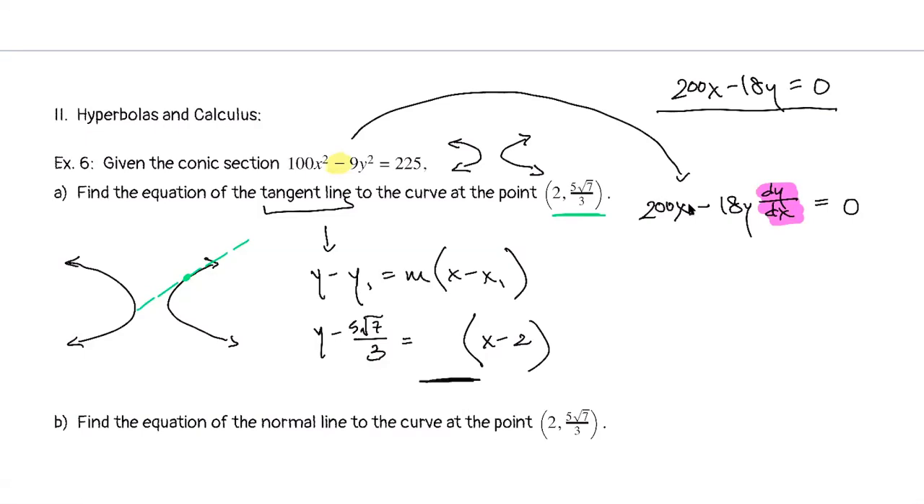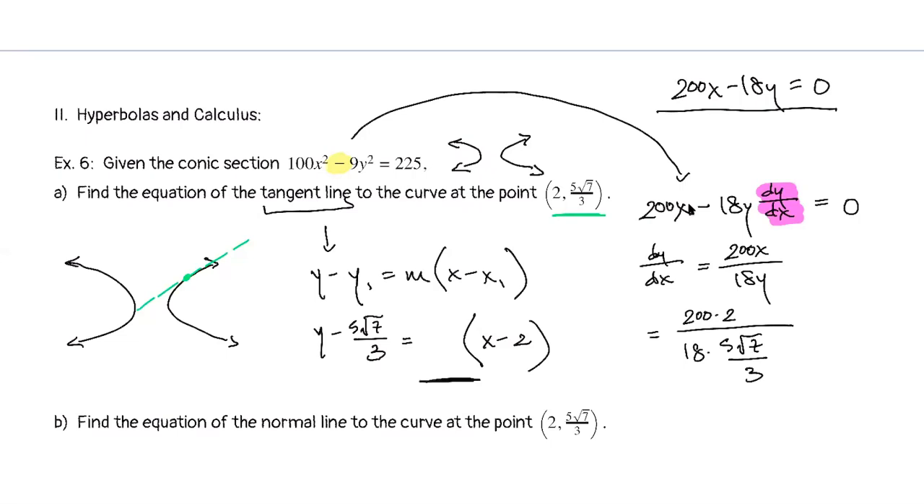Now from here, let's solve for dy/dx. So that's going to be 200x over 18y. And then I'm going to plug in the points that I have. 200 times 2 over 18 times 5 root 7 over 3.